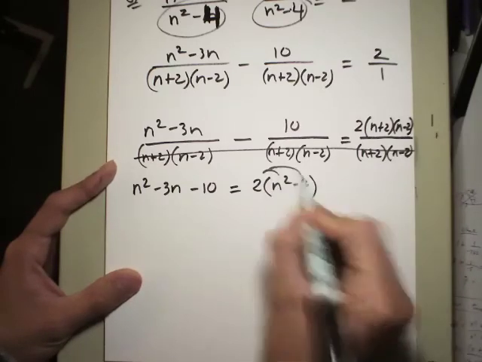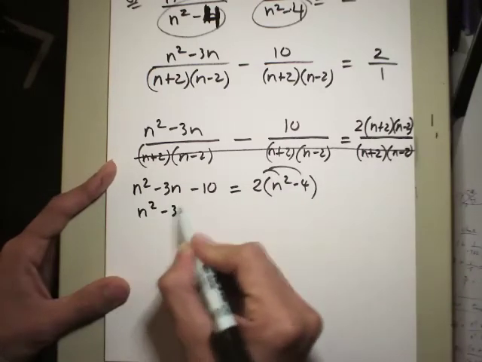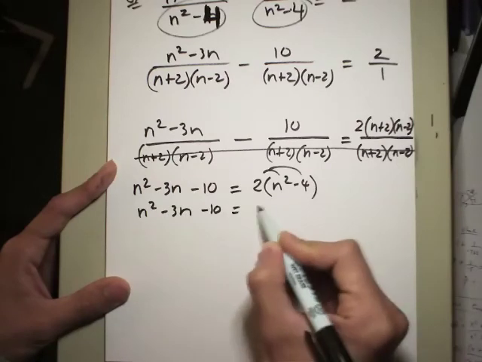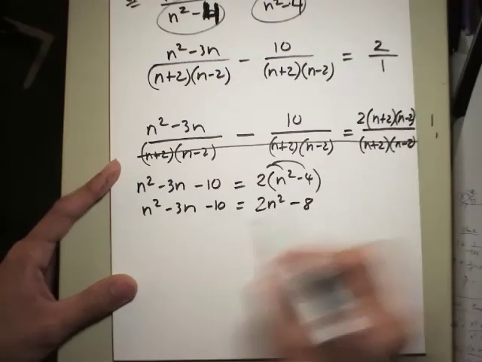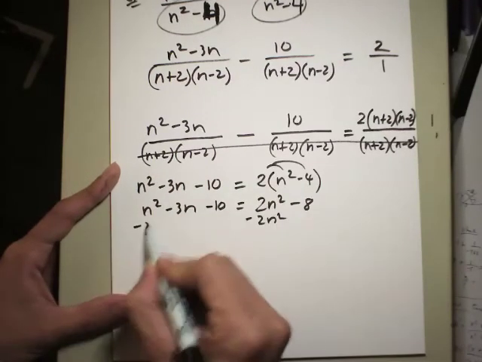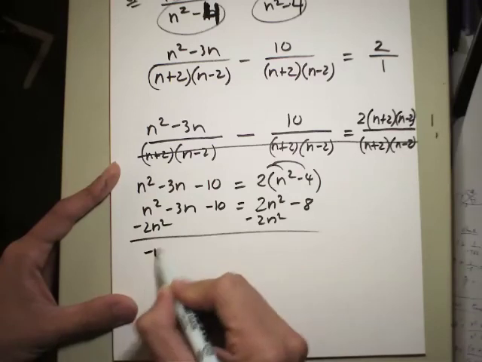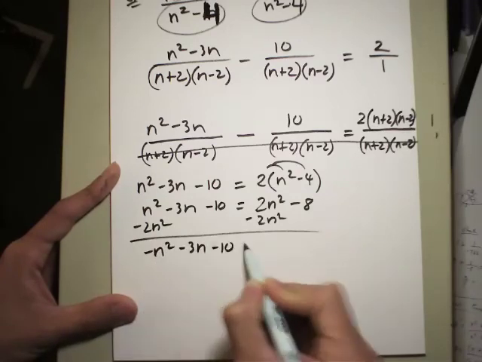And I, of course, will try to distribute. Remember, we want to combine like terms. Anything that you see alike, make sure you combine them. And I move the negative 2n squared over. That's going to become negative n squared minus 3n minus 10 equals negative 8.